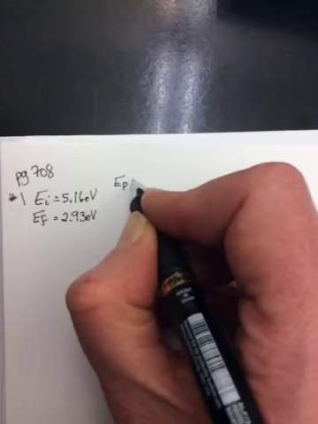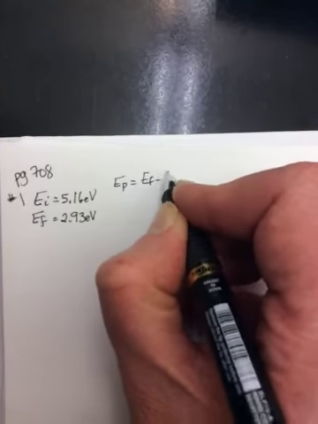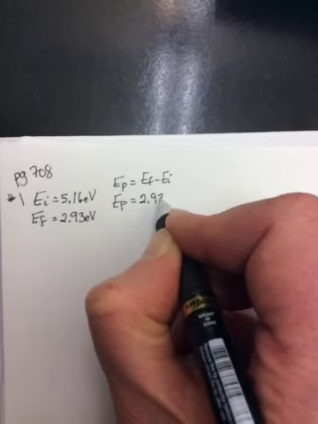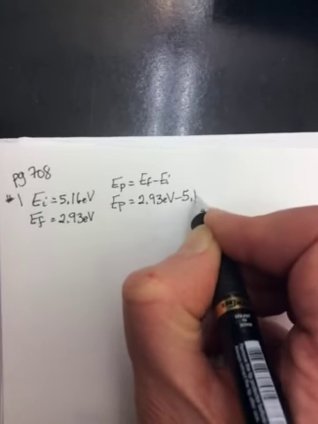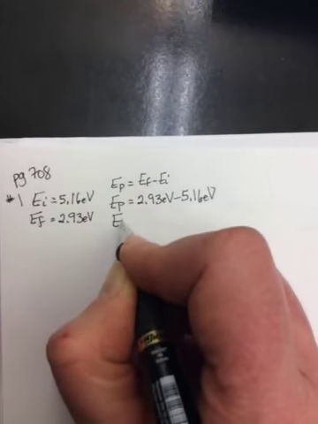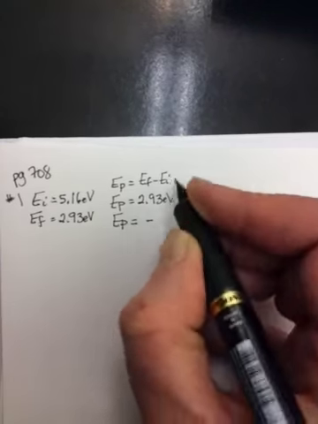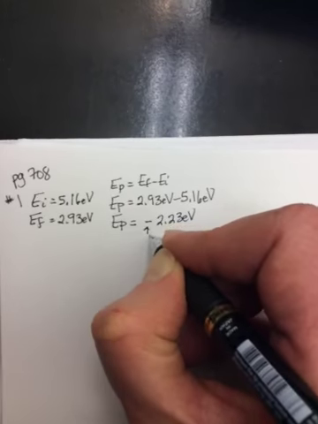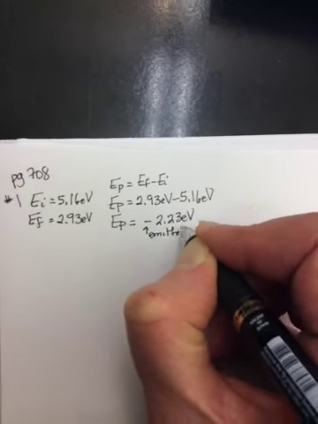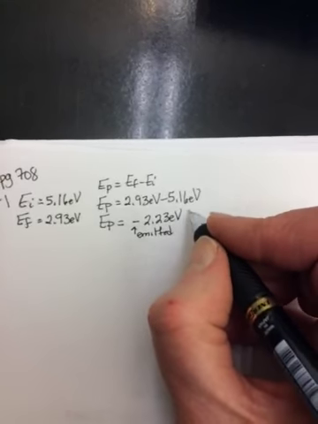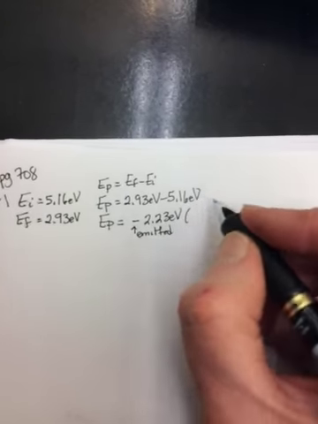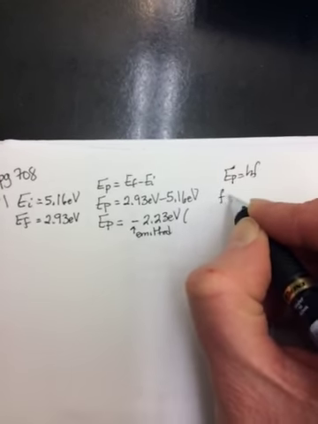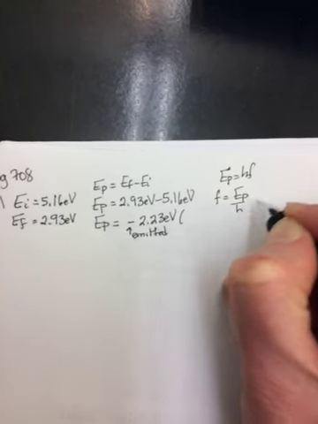So first we have to find the energy of the photon, so final minus initial. So EP is equal to 2.93 electron volts minus 5.16 electron volts. And you're going to get a negative here because it's being emitted. 2.23 electron volts, the negative just means emitted. So we need to switch this to joules in order to be able to find the frequency, right? Because we want EP is equal to HF, so F is going to equal EP divided by H.